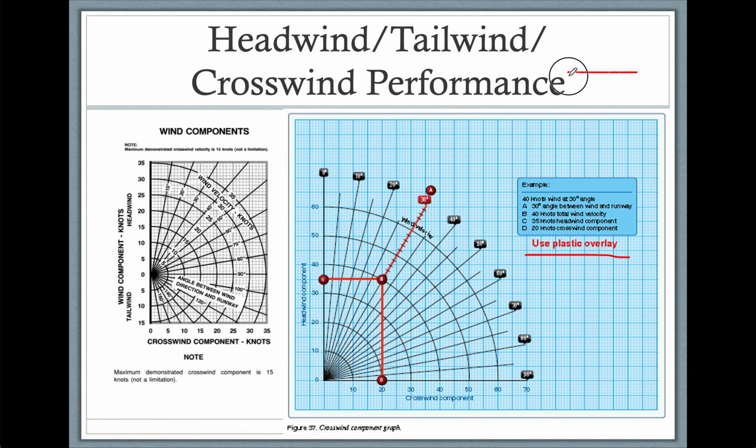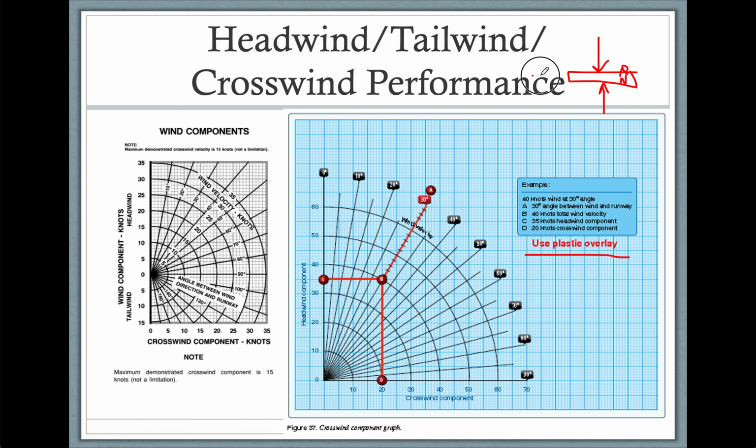Okay, so a couple reminders. If I'm landing on runway 27, my heading is 270 degrees. I'm facing towards the west. So if the winds are coming from 360, that's a 90-degree change. I would start at 90 down here. If the winds are coming from 180, that's a 90-degree change. I would start at 90 degrees down here.